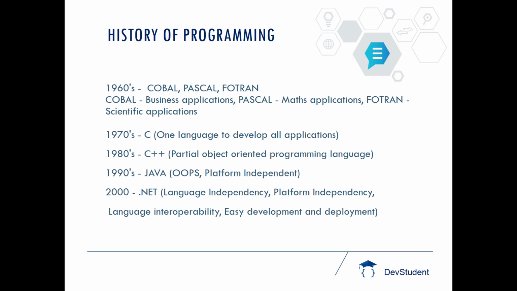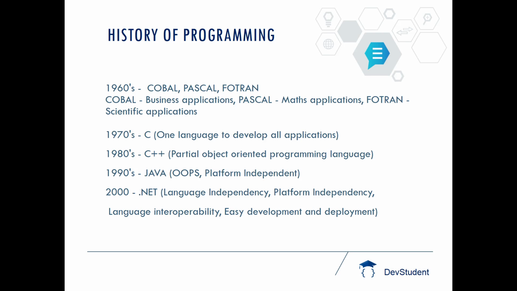Here in the history of programming, I have listed from 1960s to 2000 all the programming languages and technologies which have been widely used. So in 2000, .NET was introduced by Microsoft and it has a good amount of advantages which made it popular. So let's come from 1960s.